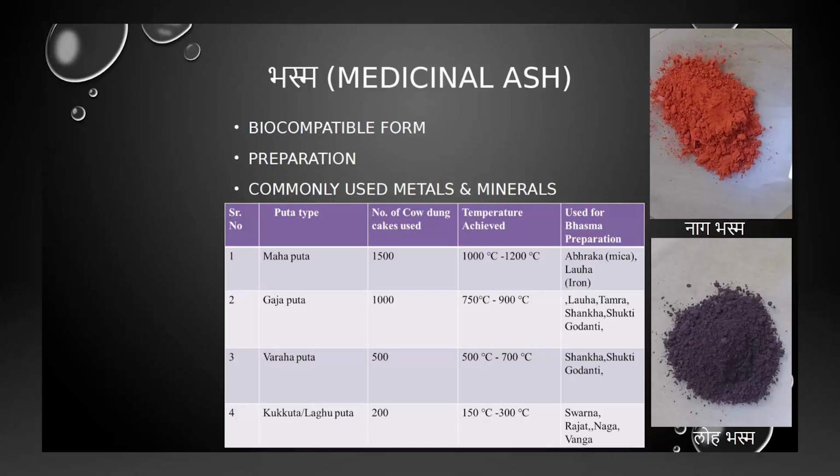Some commonly used metals and minerals include gold, silver, copper, iron, lead, mercury, sulfur, and various gemstones. These are meticulously processed and combined with herbal ingredients to form medicines known as medicinal ash or bhasma. Some common examples of bhasma include Naga bhasma, Loha bhasma, Suvarna bhasma, Tamra bhasma, etc.